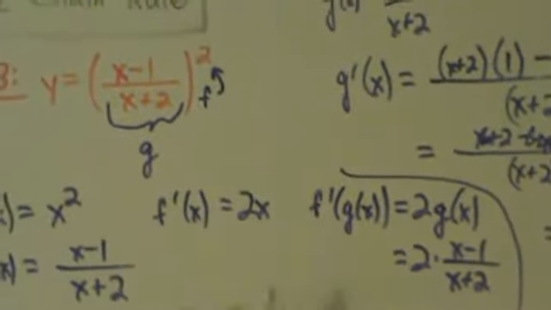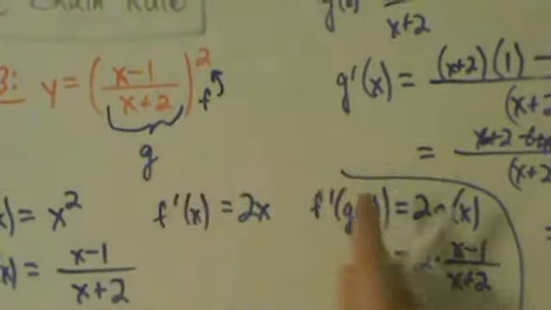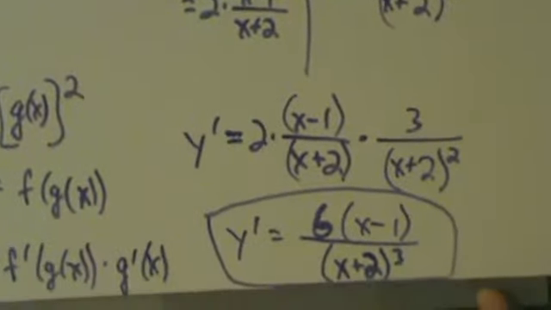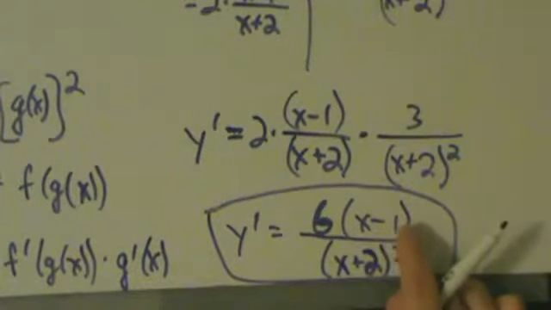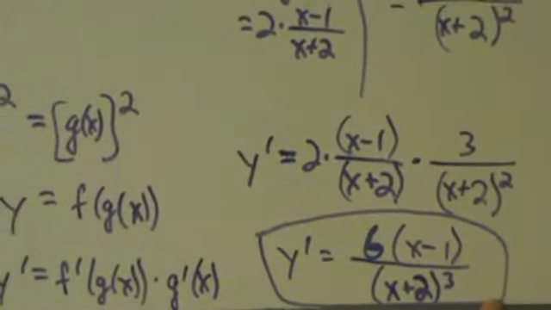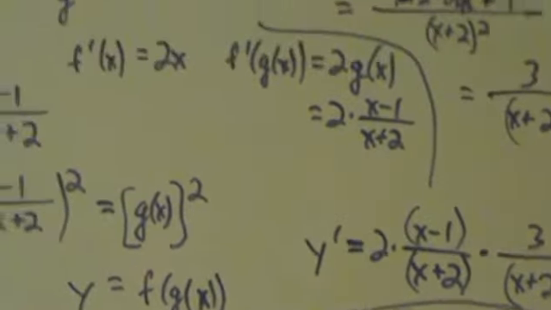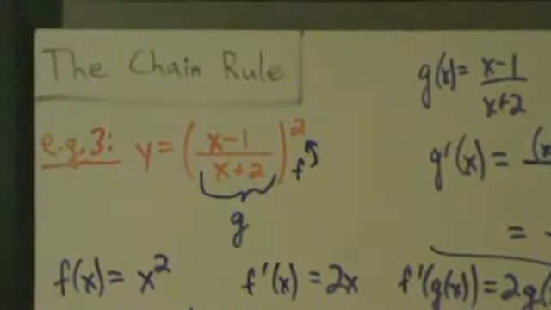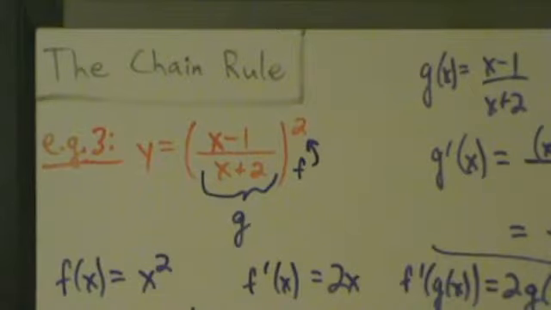So if y is x minus 1 over x plus 2 quantity squared, then y prime is 6 times quantity x minus 1 all over x plus 2 quantity cubed. Like that. Okay? So that's the long way that we've been doing with the chain rule. But let's talk about the quicker, shorter way, just because it's good to get practice doing that.